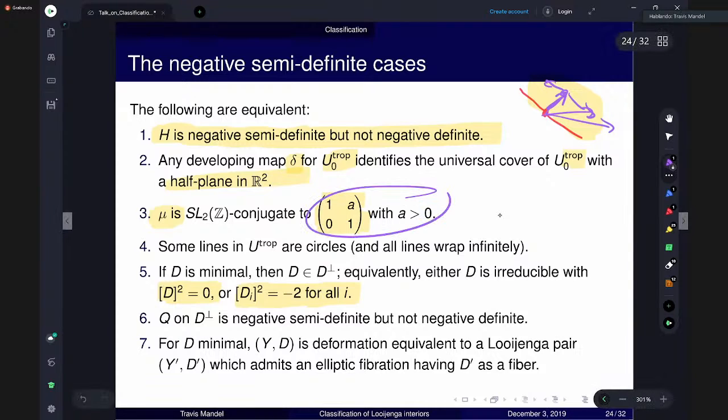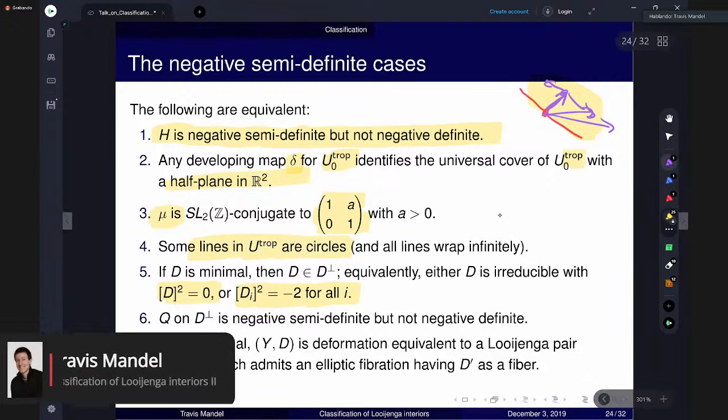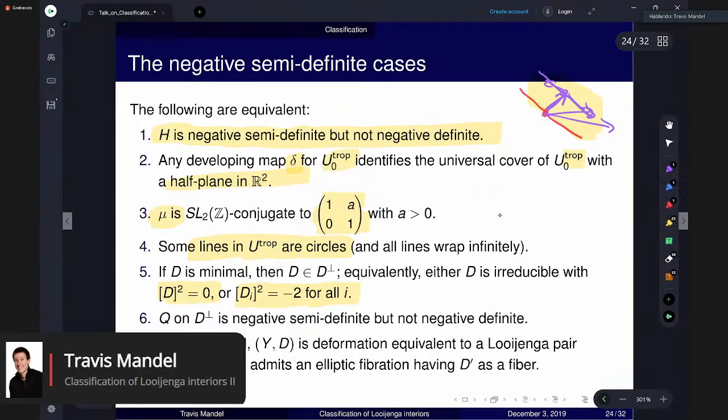So yeah, this one. Also, we saw in these cases, you have some straight lines that are actually circles. So all the lines will wrap infinitely. Some of them will spiral into the origin, but you have these special ones where the line is parallel to this limiting line, or these limiting rays, and that will look like a circle.